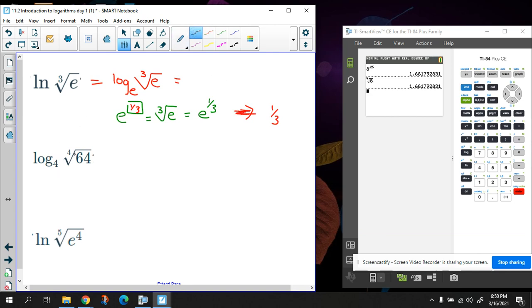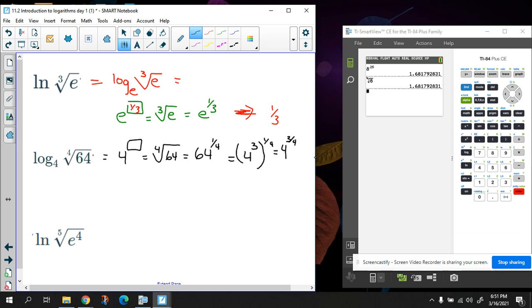Log base 4, fourth root of 64. 4 to what power would make fourth root of 64? Let's change it to 64 raised to the 1/4 power. Still doesn't work because we don't have 4 for the base, but lucky for me, 4 to the third power is the same as 64. So 64 raised to the 1/4, so 4 to the third, to the 1/4, multiply those powers.